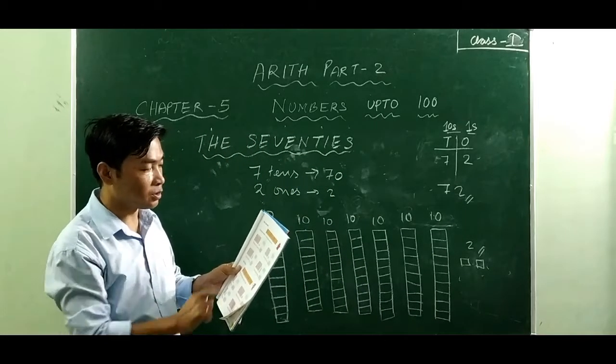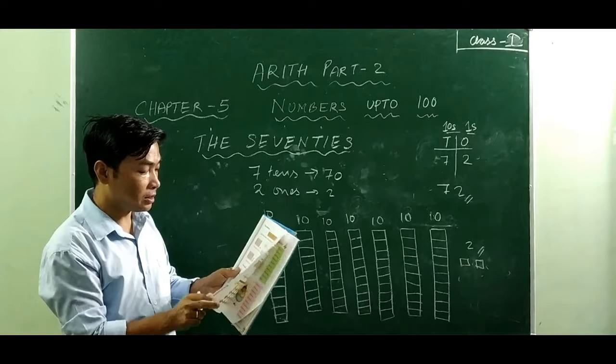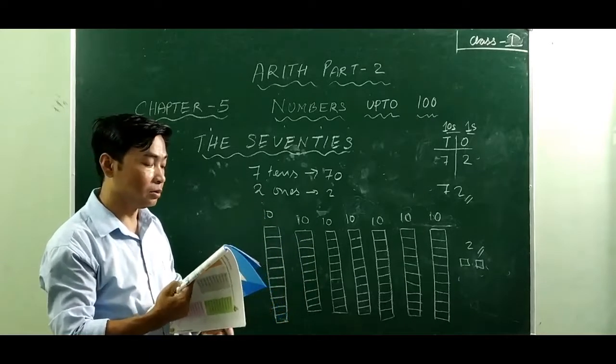Questions number 2, 3 and 4. There are only 4 questions. One has been done. The remaining 3 you do. And then the 90s also you do in the same way.